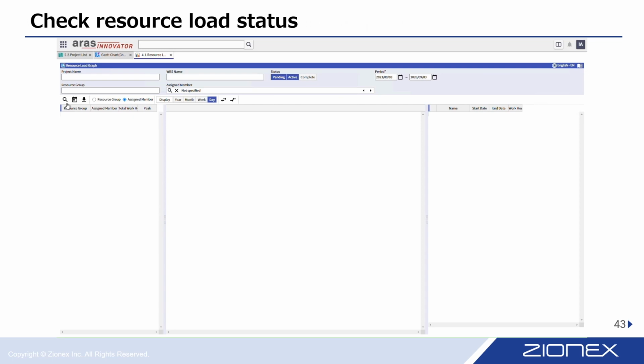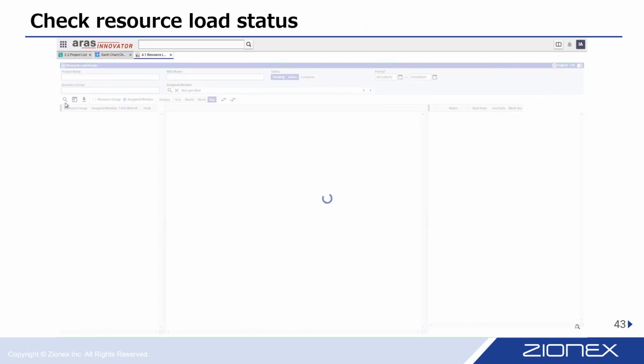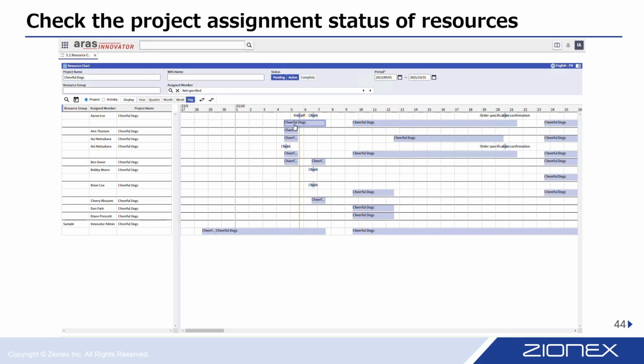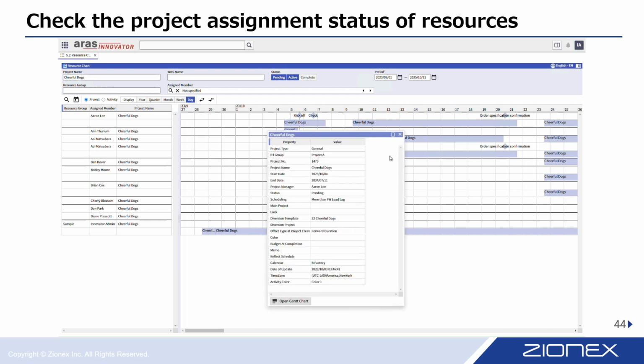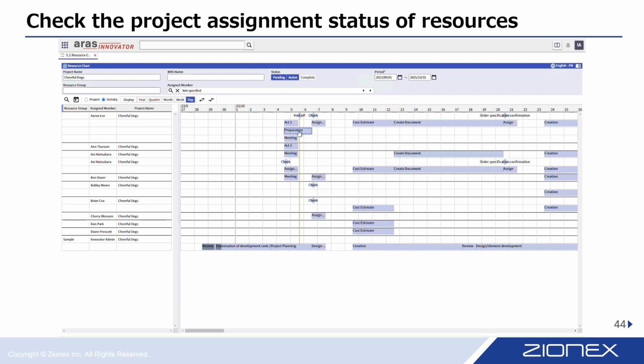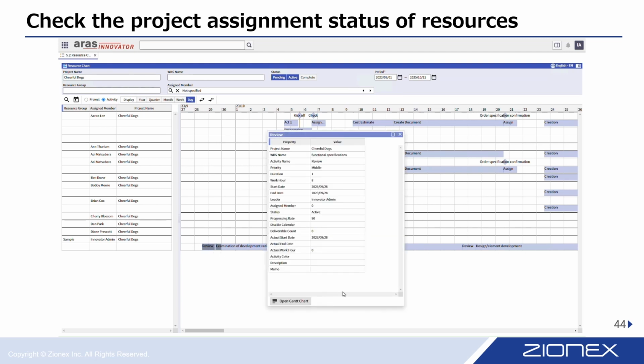You can also utilize resource load graphs to filter by project name or the person in charge for monitoring and assessing project status. To monitor your staff members' project assignments and their respective statuses, we will employ the resource chart view. This view provides a clear overview of which projects your team members are assigned to and their corresponding timelines.